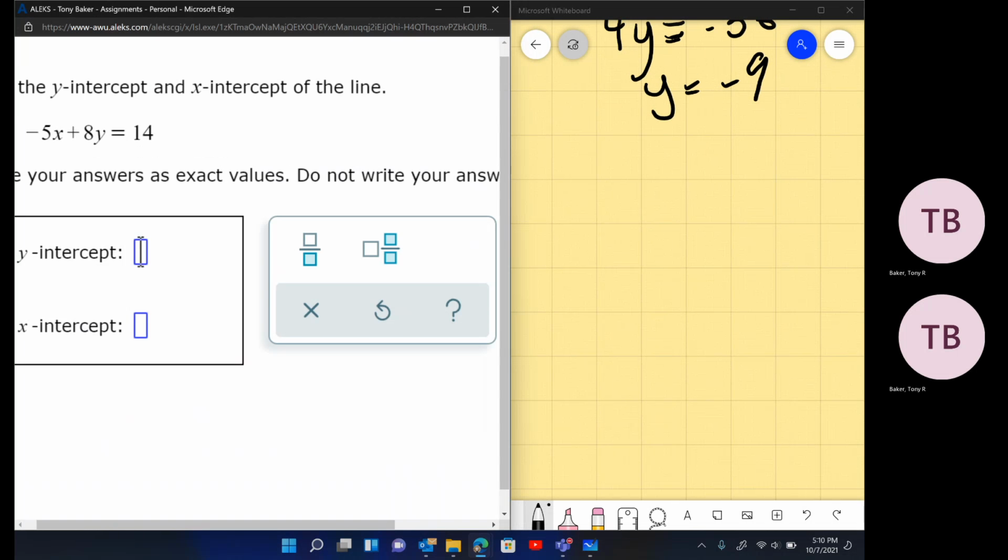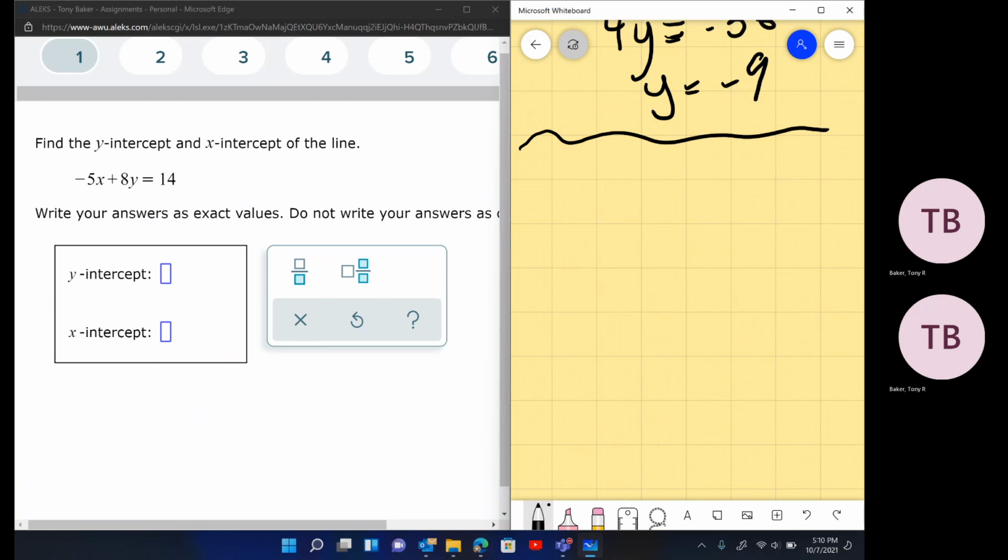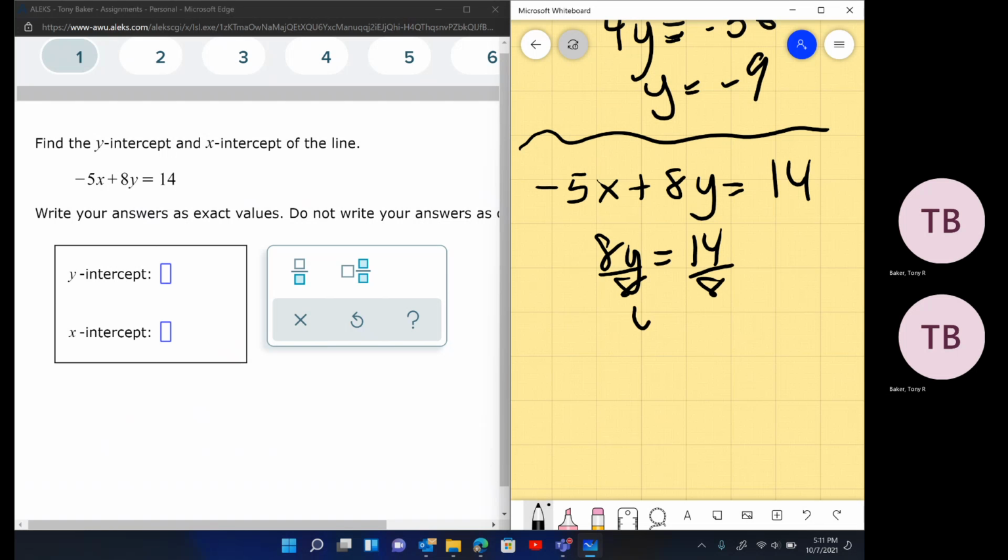So here's another one, same thing, and I'm almost going to guarantee this is the topic that comes out with the fractions. But so I got -5x + 8y = 14. So they want the y-intercept first, so let's do the y one first. So I'm going to get rid of the x. So I have 8y = 14. Divide by 8. So y = 14 over 8.